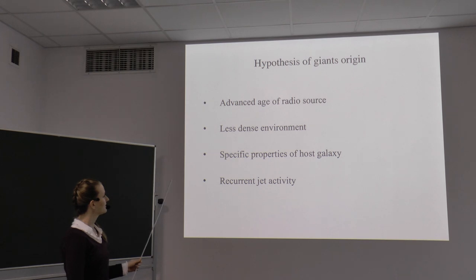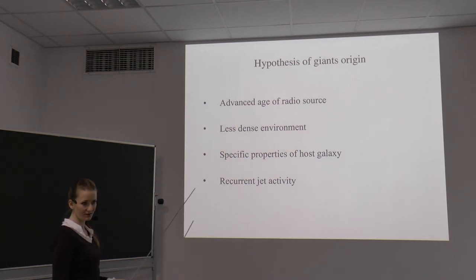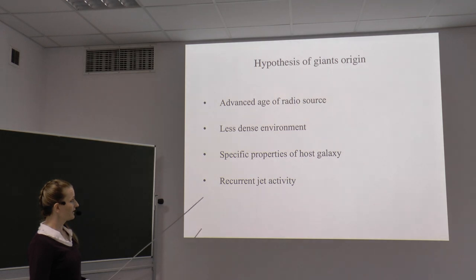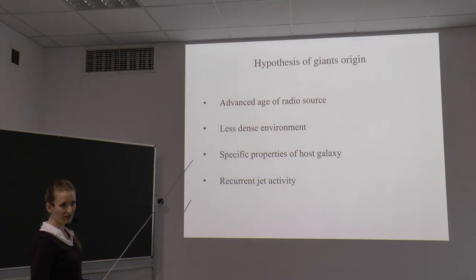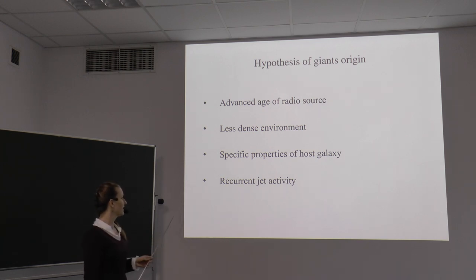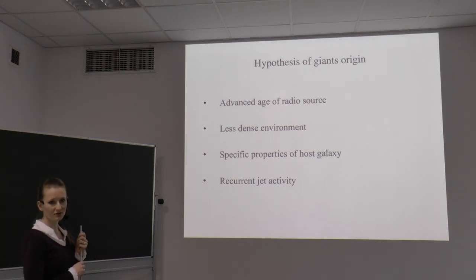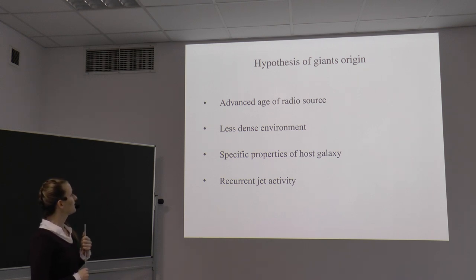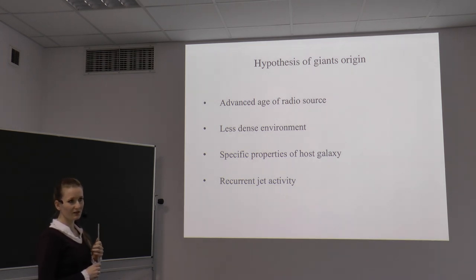Yes, they can be located in, for example, rich clusters of galaxies, and also they are observed at higher redshifts, where the density of the universe was higher in earlier cosmological epochs. Also, all studies which aim at the properties of host galaxies show that their hosts are very similar to the hosts located in smaller sized radio sources. And finally, only 15% of objects where we observe the recurrent jet activity are giants. So, as you can see, we haven't got a clear explanation why giants exist.